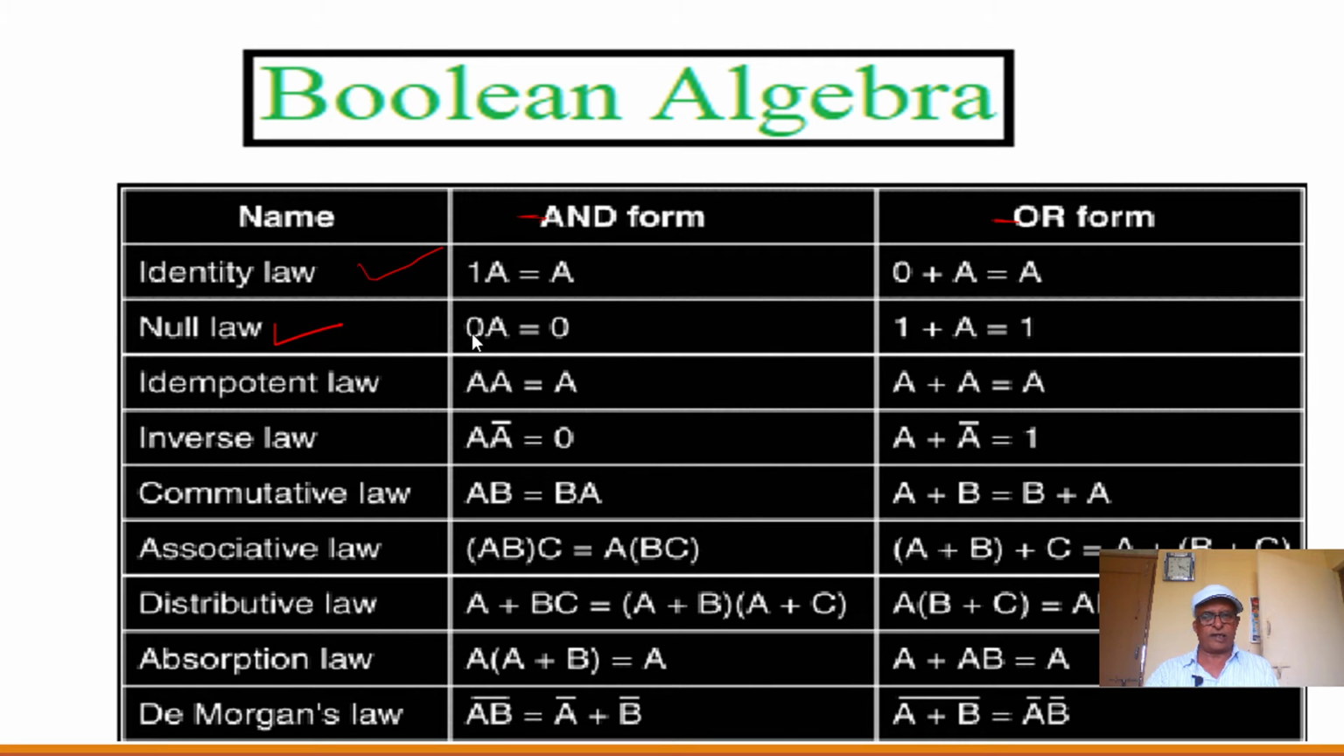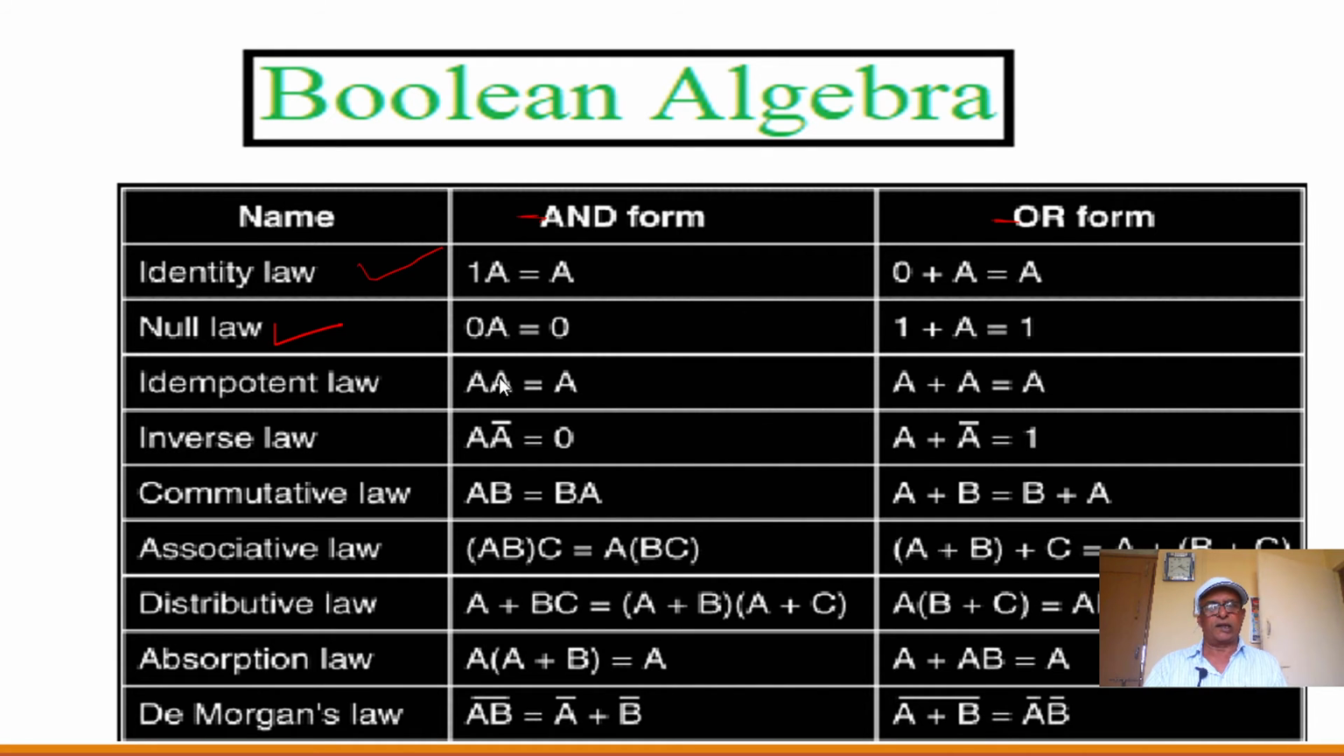Now this null law is rather different in OR gate. In OR gate there is 1. If we add 1 in any variable, then we get 1. Means there is no effect of adding the variable. So null law means no effect. So in this case OR gate, if we add 1, then there is no effect of A, we get output 1. Similarly, if we multiply anything by 0, there is no effect of A, so we get 0 in AND form. Hence no effect, hence it is called as null law.